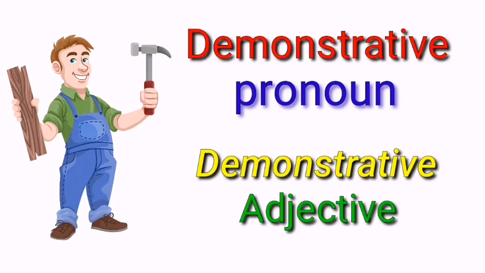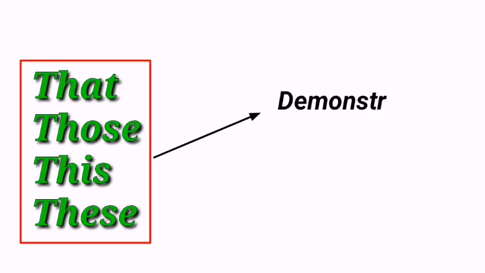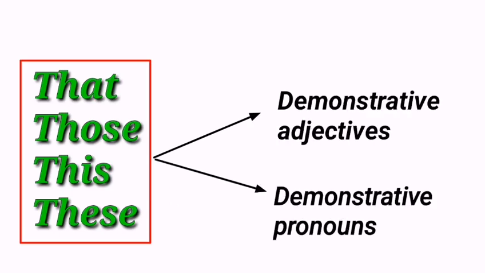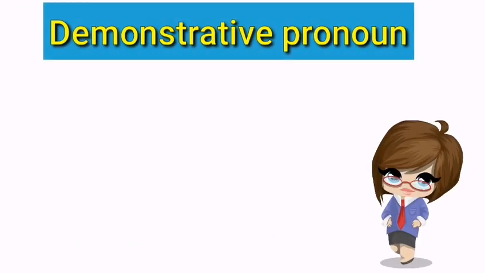Basically, first you should know that these four terms, this, that, these, and those, are sometimes called demonstrative adjectives and sometimes demonstrative pronouns. But it totally depends on their usage and position in a sentence. Well, let's move on and learn first, demonstrative pronoun.